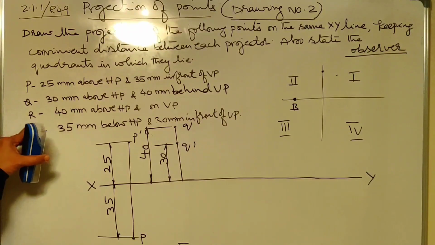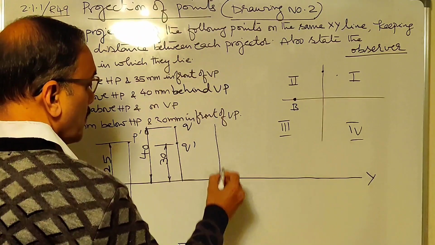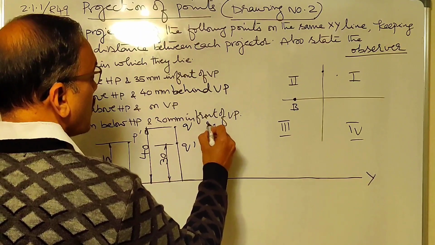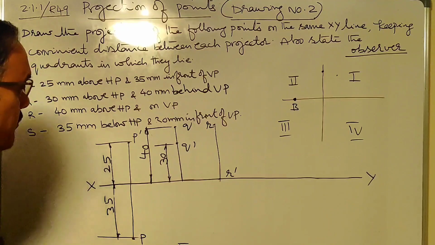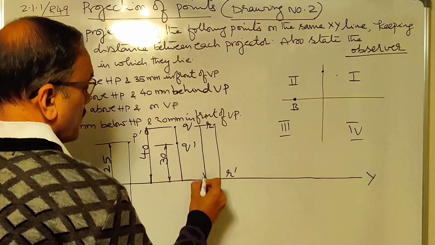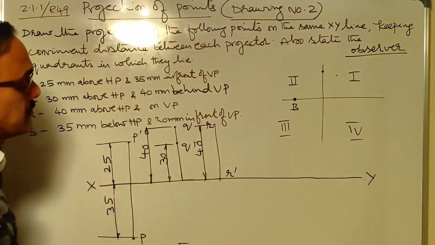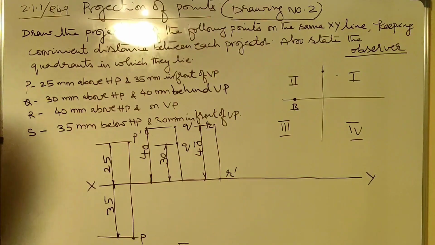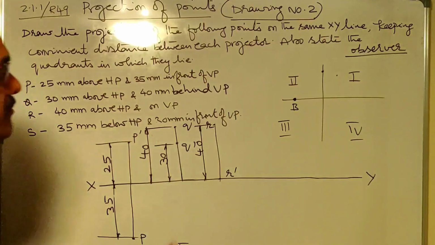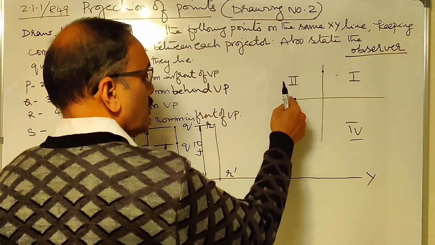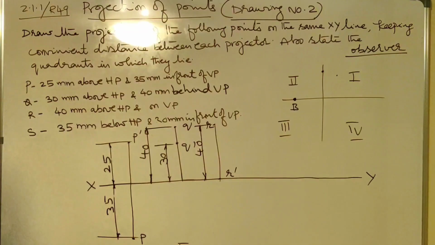Let us move to the third point, R. So this is the top view of R on HP. So the front view should come on the XY line. This should be 40. I read it again. Point R is 40 mm behind VP and on HP. Behind VP and on HP. This is the location. Okay. It is behind VP and it is lying on the horizontal plane.